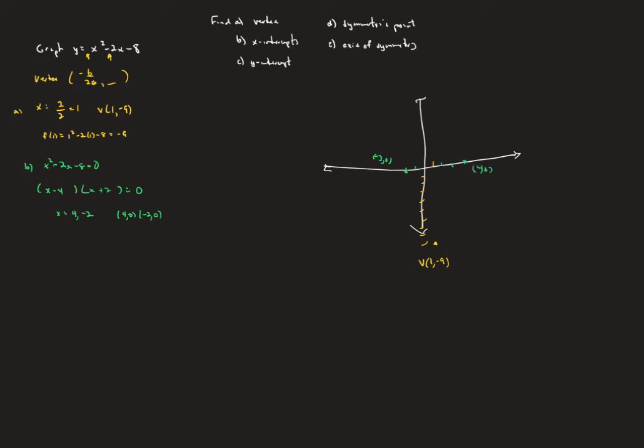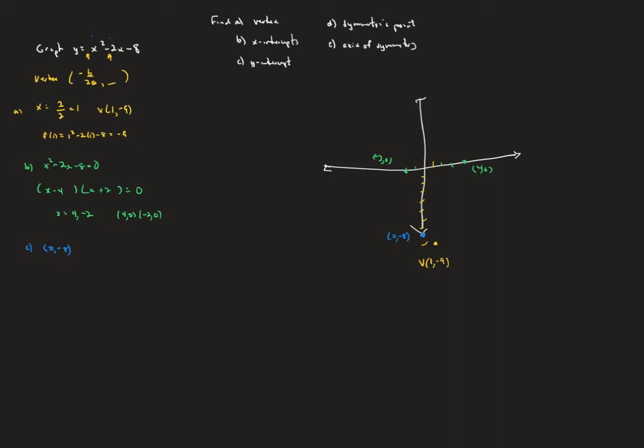Then we can find the y-intercept. The y-intercept is generally pretty easy to find. You're just going to plug in 0 for x, and when you plug in 0 for x, we can see we're going to get negative 8. So this was negative 9 down here. That's going to make 0, negative 8 our y-intercept.